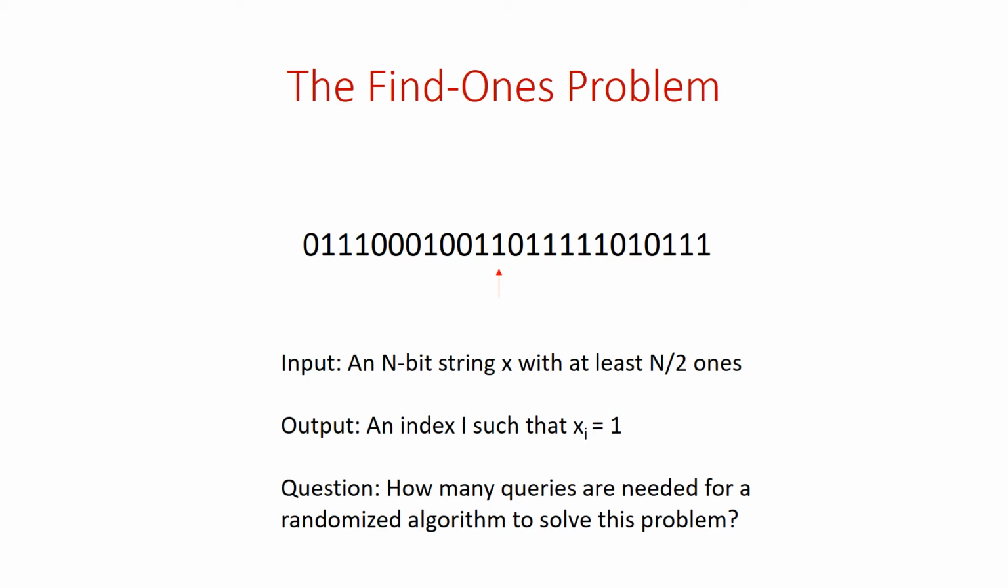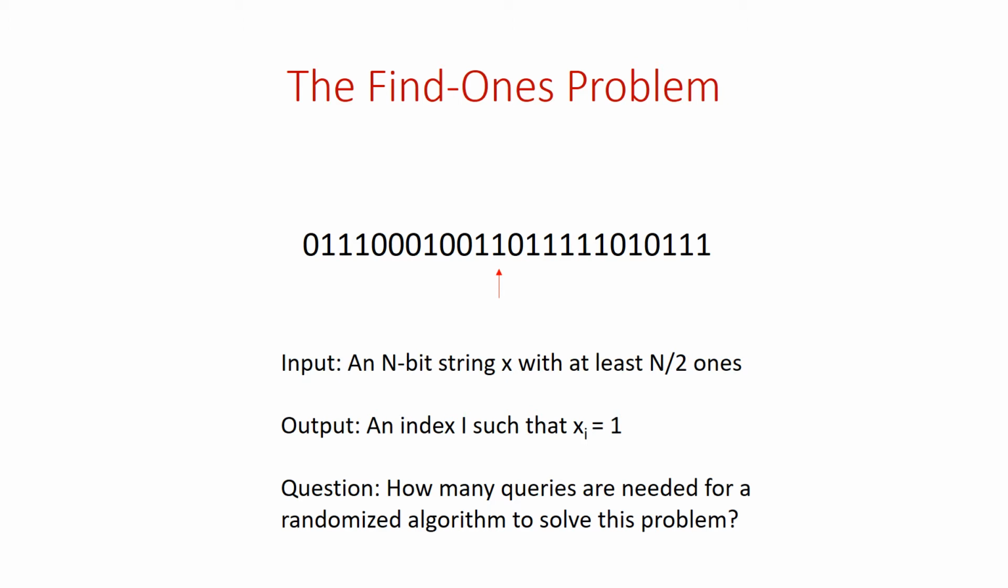Right? So we need to define what sort of computational model we're studying this problem in. I mean, obviously, this problem is completely trivial in the standard complexity setting. We can just scan through the string and find the first one. So what sort of resource do we want to consider to make this problem interesting? What we're going to be interested in is how many queries are required for a randomized algorithm to solve the search problem.